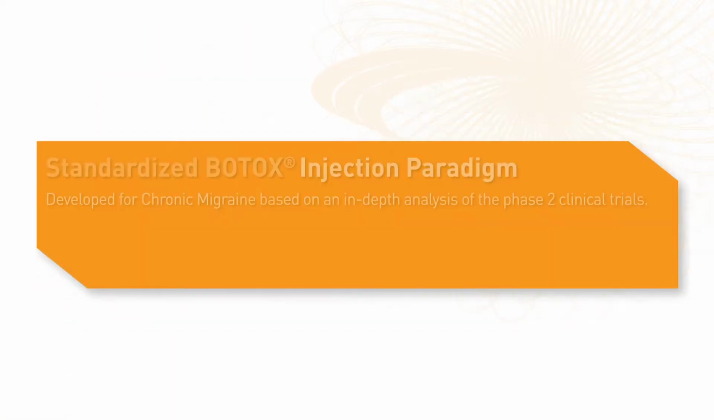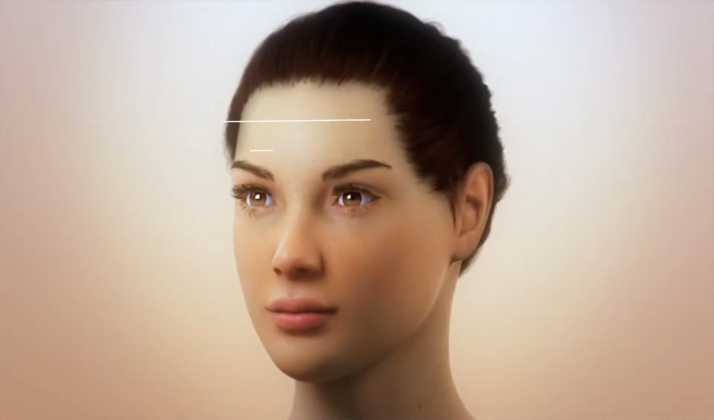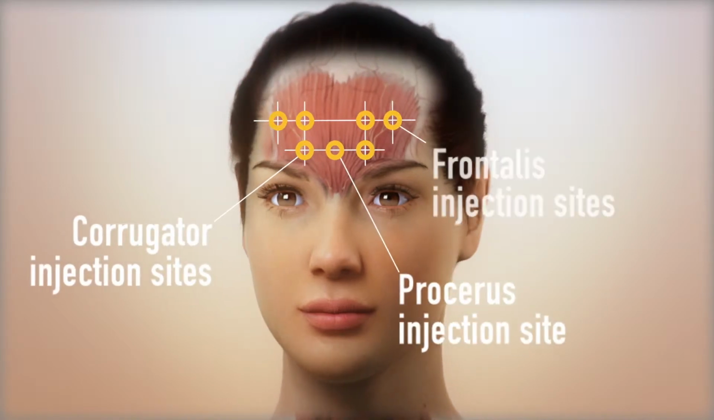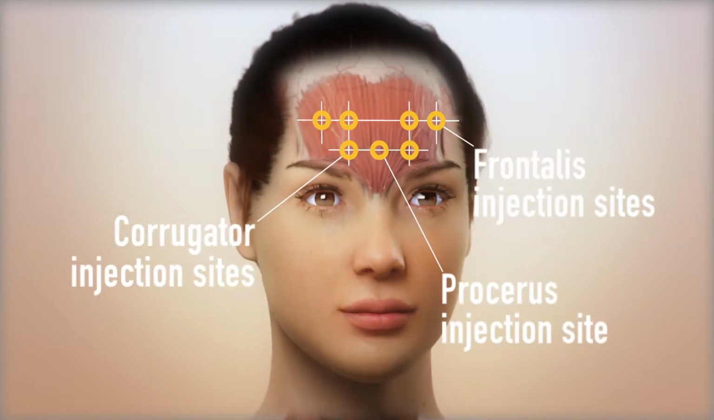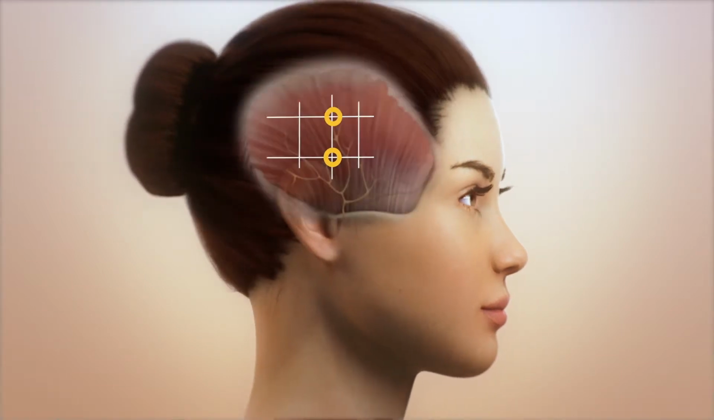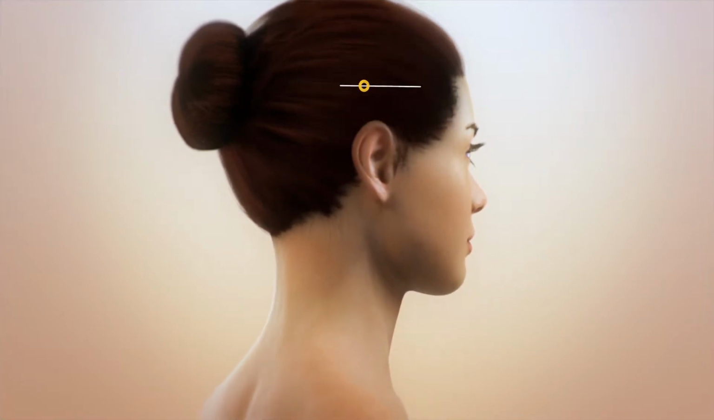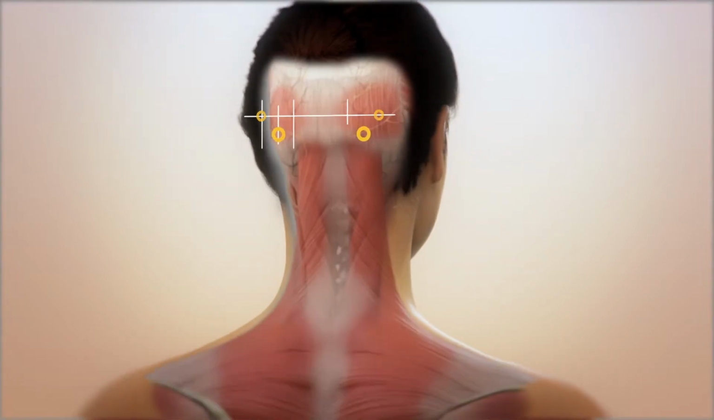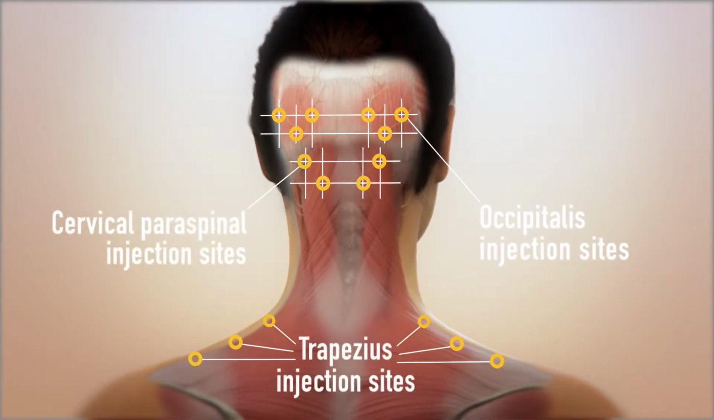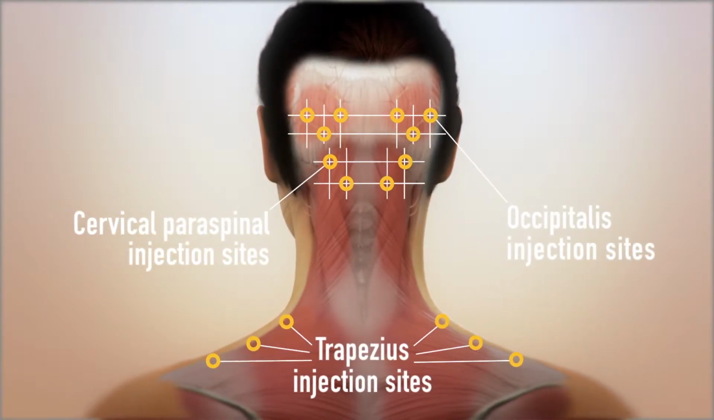A standardized Botox injection paradigm was developed for chronic migraine based on an in-depth analysis of the Phase 2 clinical trials. This paradigm consists of a minimum of 155 units of Botox administered as 31 fixed-site, fixed-dose injections across 7 specific head and neck muscle areas: corrugator, procerus, frontalis, temporalis, occipitalis, cervical paraspinals, and trapezius.